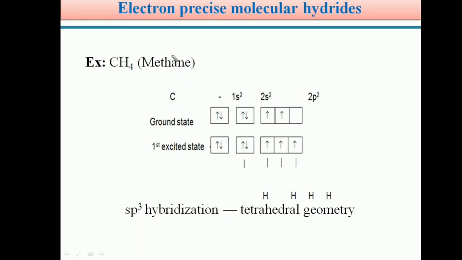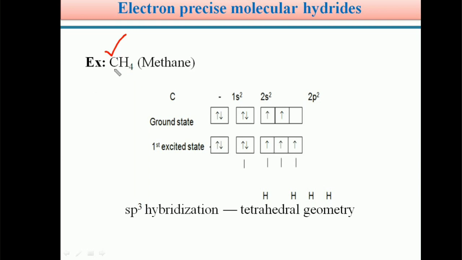The next type of covalent hydride is the electron precise molecular hydride. Students, the best examples are hydrocarbons, that is methane or ethane. These are very good examples for electron precise molecular hydrides. You know the structure of methane and the hybridization of carbon in methane, which we already learned in the chemical bonding lesson.